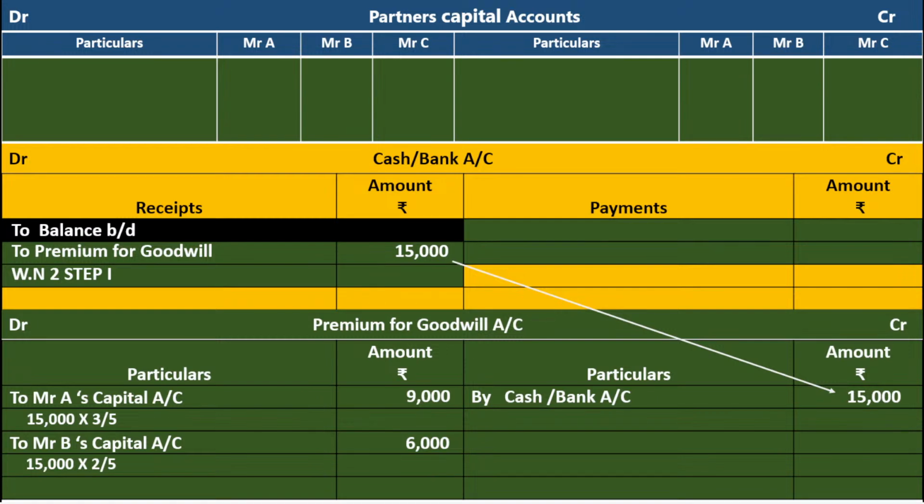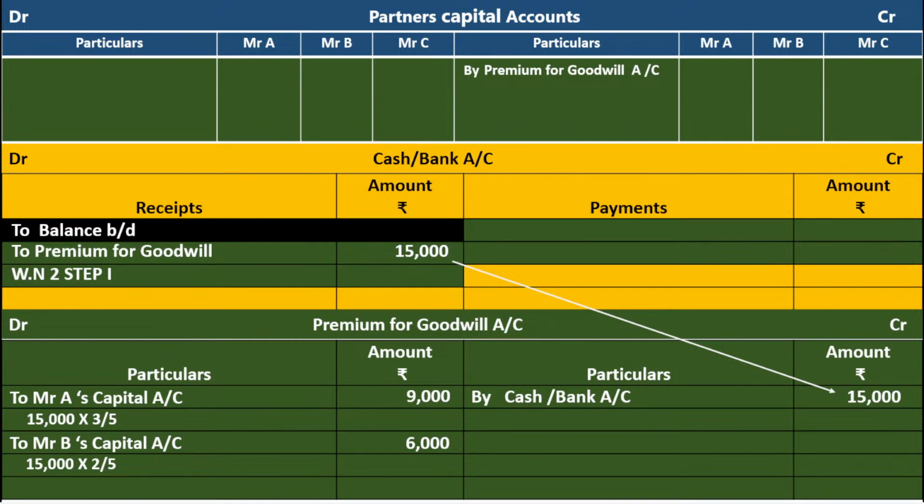So what is the second step? Premium for goodwill account debit to Mr. A's capital account and to Mr. B's capital account. This 15,000 in sacrifice ratio 3:2. I think everybody is understanding it. When I read the step number 2 entry in an activized manner, it is like this. When I am reading it in a passivized manner, come to the partners' capital accounts. Mr. A and Mr. B's capital accounts are credited by premium for goodwill account.